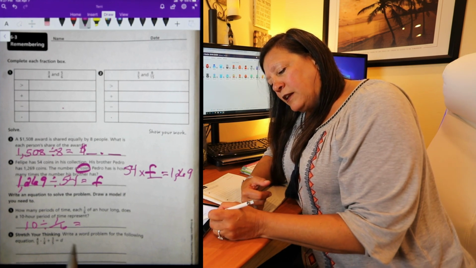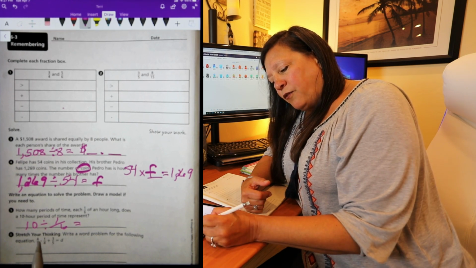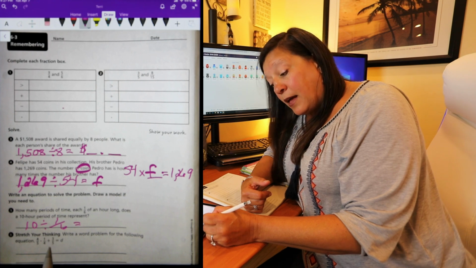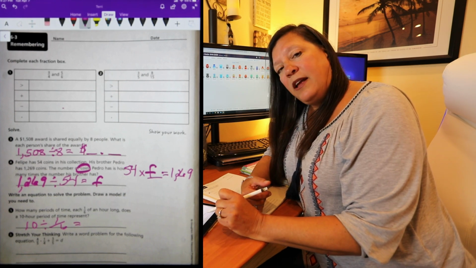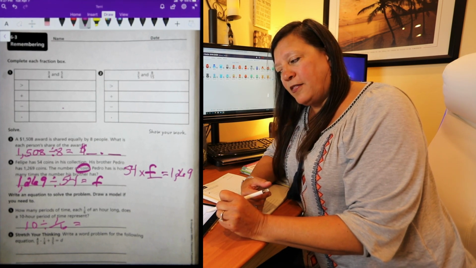And the stretch your thinking, write a word problem for the following equation. So 4/5 times 1/4 plus adding 3/5 to that. So that's quite a stretch your thinking. So do your best on that. Let's see what you come up with.